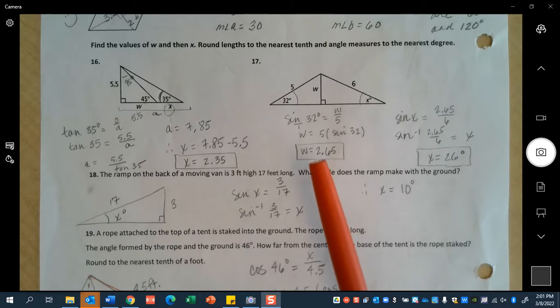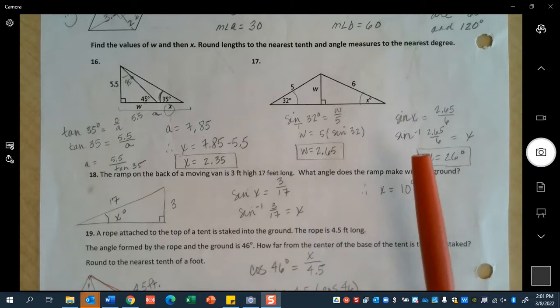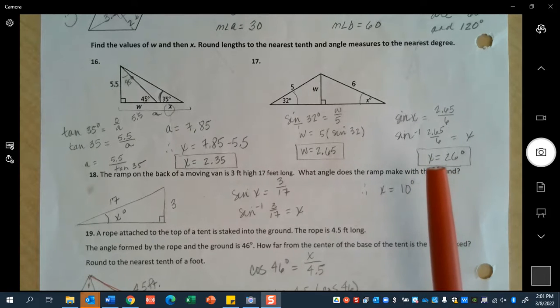17 was a mess. For some reason, I ended up using cosine instead of sine, which was my mistake. So this is updated and fixed. Your keys are wrong. Your keys have different answers on them.